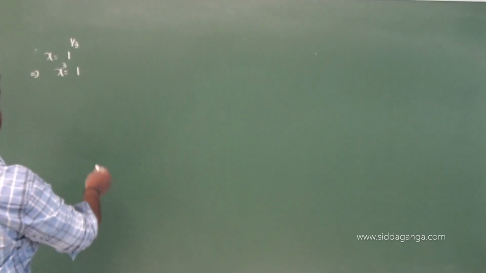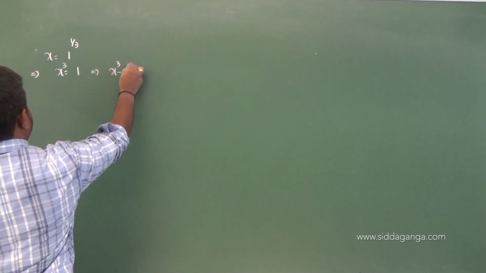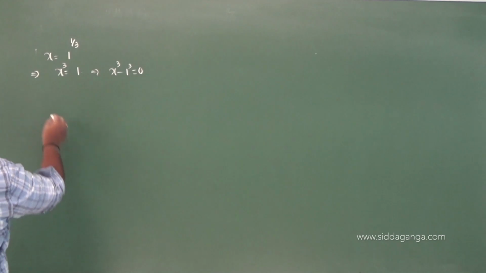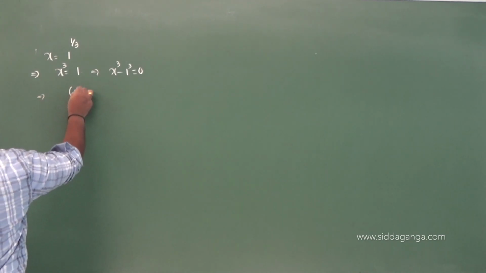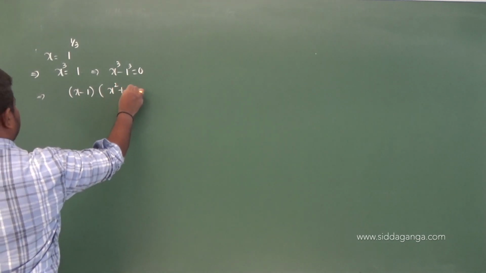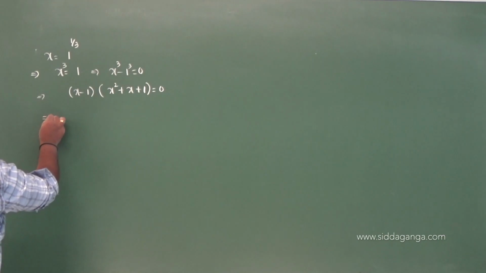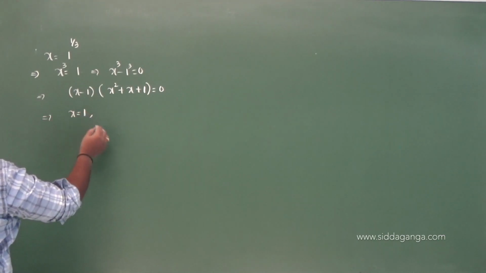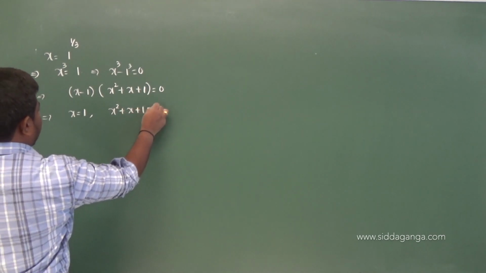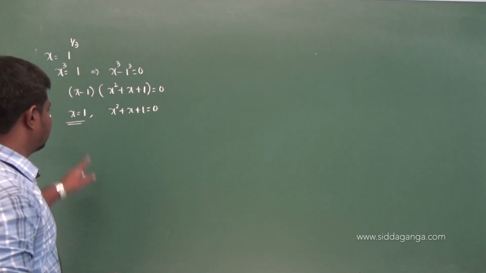So, I can write this as x cube minus 1 cube is equal to 0. You mean a cube minus b cube is 0. Let us expand this. a cube minus b cube is what? It is (a minus b) into (a square plus b square plus ab). This implies x is equal to 1 and x square plus x plus 1 is equal to 0. There is a single real root, that is x equal to 1.